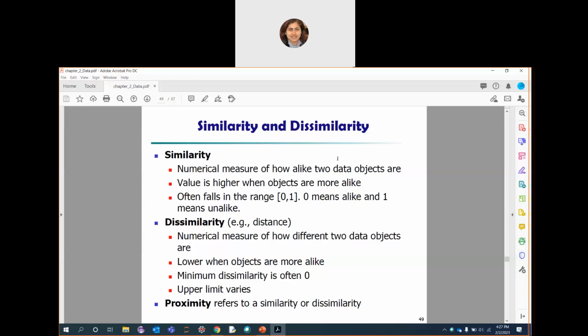So if two objects have a dissimilarity measure of 0, then you can say that they are not dissimilar, they are totally the same, and far from being dissimilar. If you have a higher value of dissimilarity, then the two objects are more dissimilar.